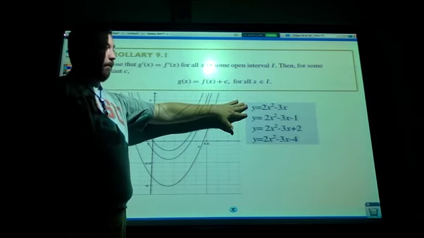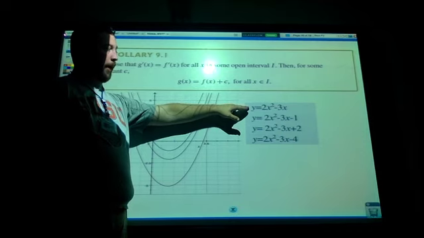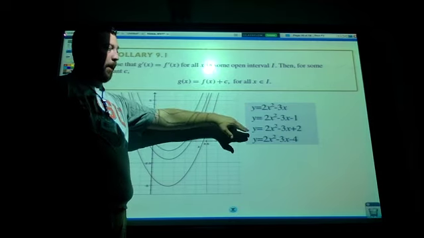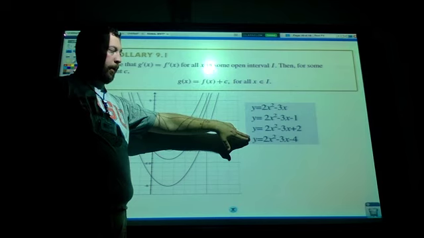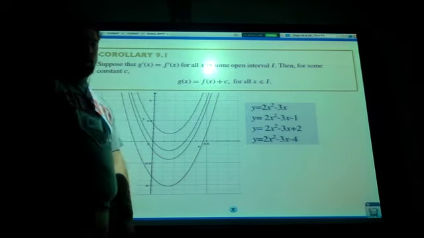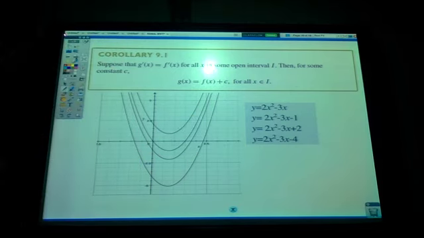But they're really not. They're all 2x squared minus 3x, except one of them has a minus 1, one of them has a plus 2, and one of them has a minus 4. They're all the same thing except for some constant.